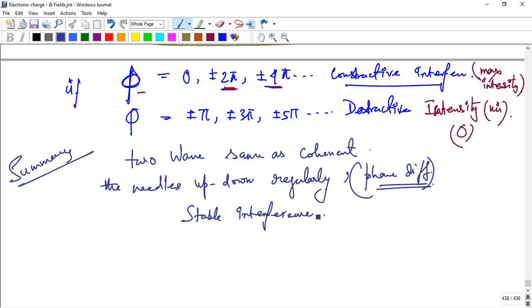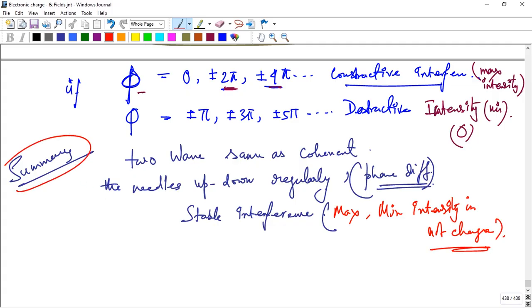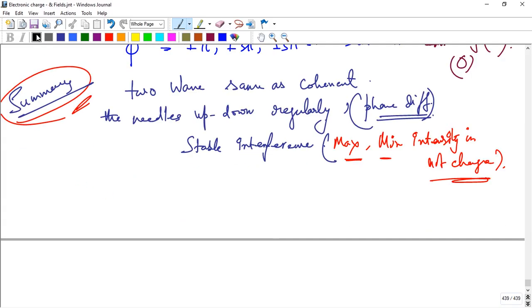Okay, and the maxima and minima will not change. Maximum means maximum intensity, and minimum intensity does not change. So the max and minimum intensity are not changing. Okay, clear?